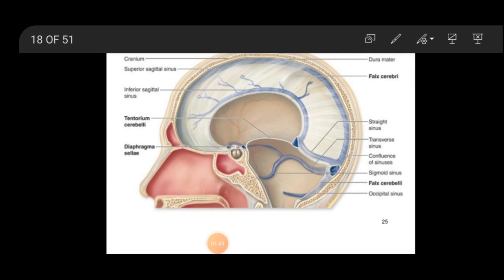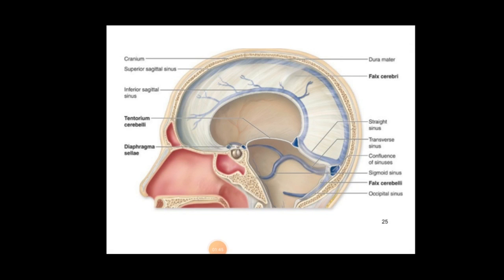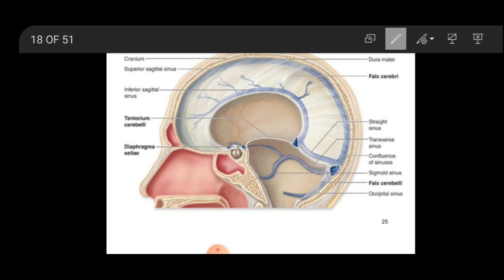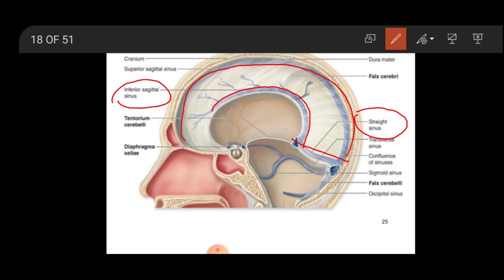So we'll see the dural venous sinuses related to this falx cerebri. We have three dural venous sinuses related to the falx cerebri. This is the superior sagittal sinus, which is lodged in the attached margin of the falx cerebri. And this is the inferior sagittal sinus, which is lodged in the free margin of the falx cerebri. And here you have the straight sinus, located in the junction between the falx cerebri and the tentorium cerebelli.